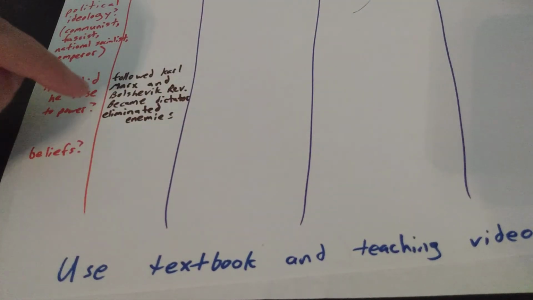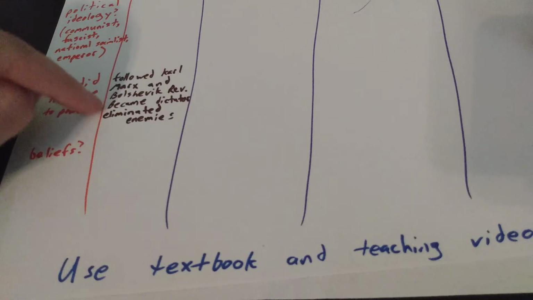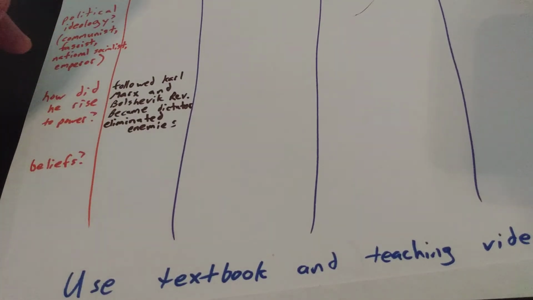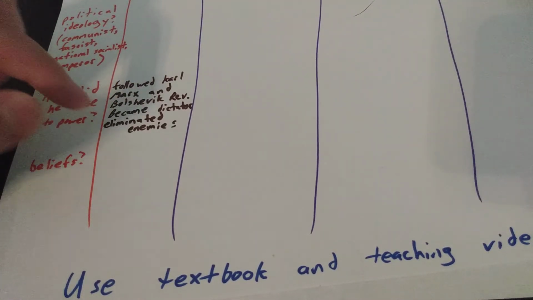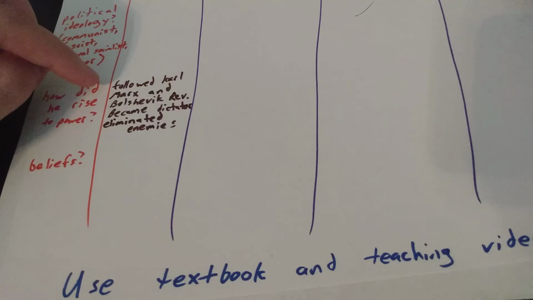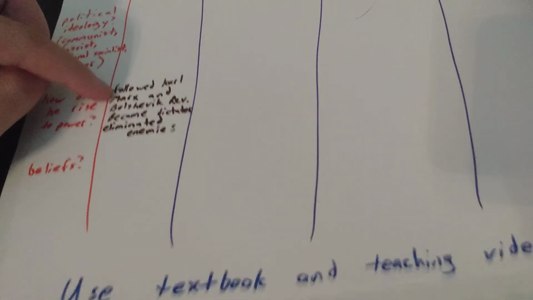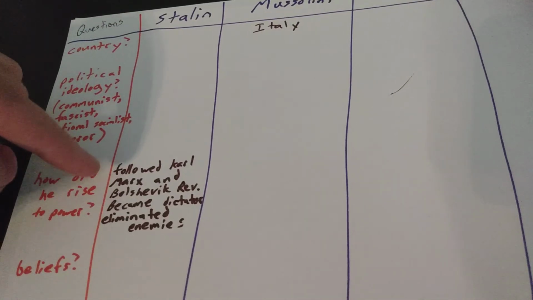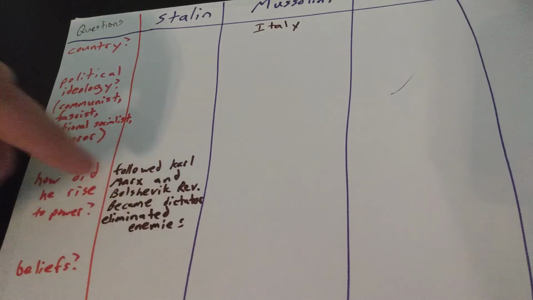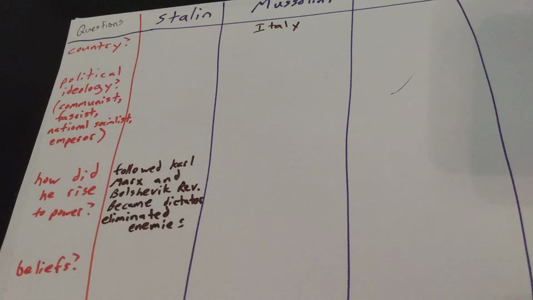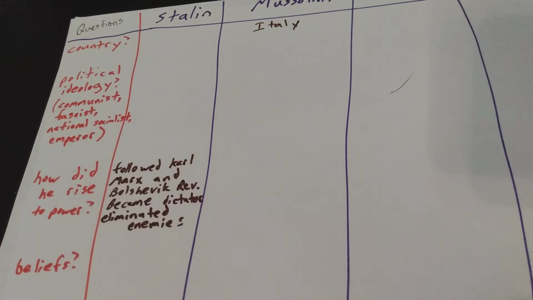But anyway, you'll have to use the textbook and the video to answer that question for all four of these guys. I kind of filled one out for you already. These do not have to be in full sentences. You're just kind of jotting down details. So for example, how did Stalin rise to power? Well, he followed Karl Marx and the Bolshevik Revolution, became a dictator, and he eliminated his enemies. Okay, I kind of got that from the book.